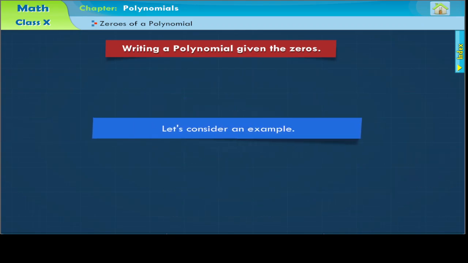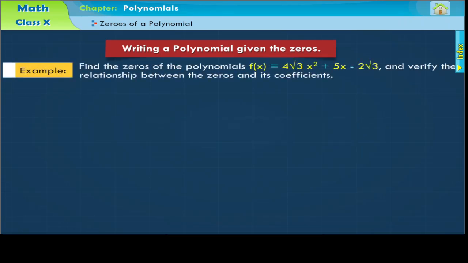Let's consider an example. Find the zeros of the polynomials f of x is equal to 4 root 3x squared plus 5x minus 2 root 3 and verify the relationship between the zeros and its coefficients. Let's observe the given solution.